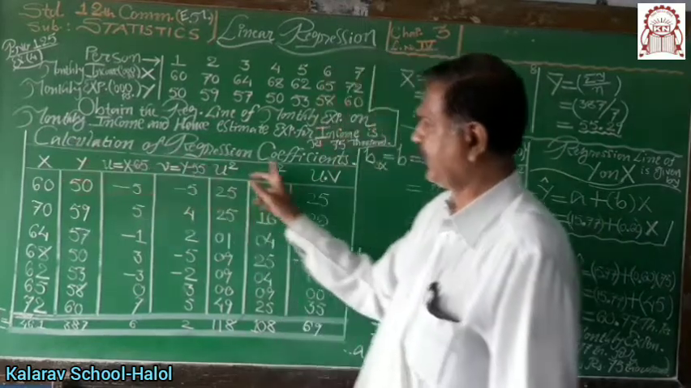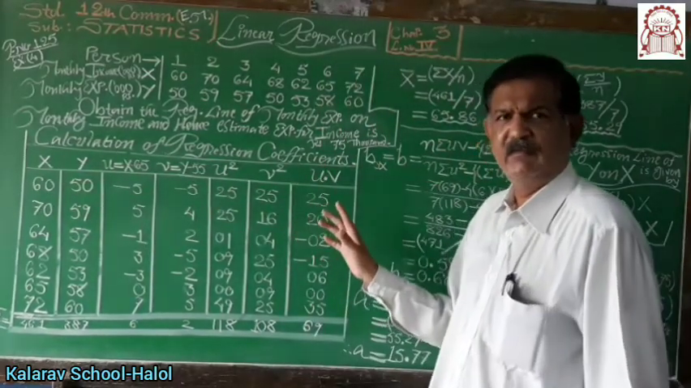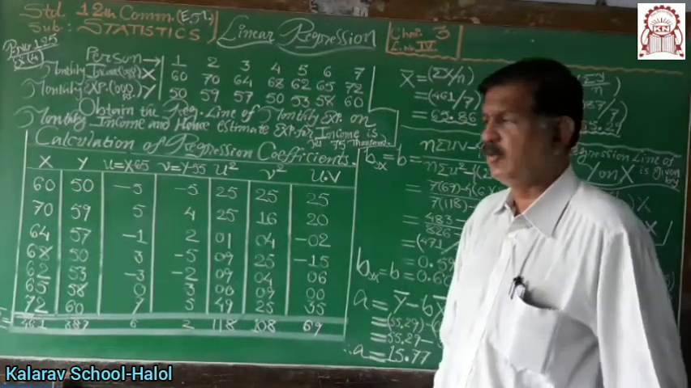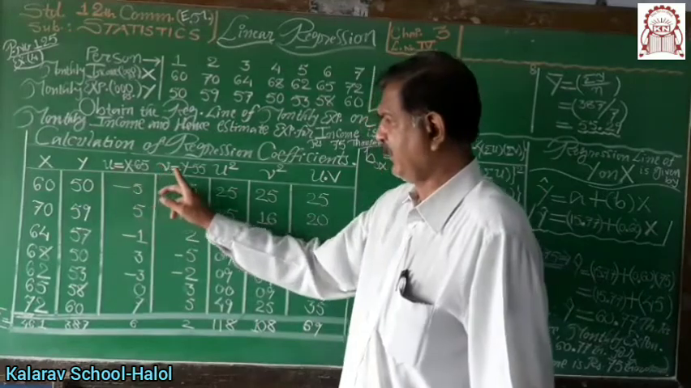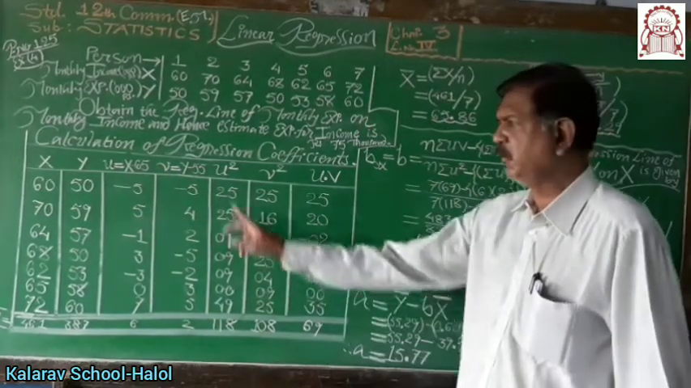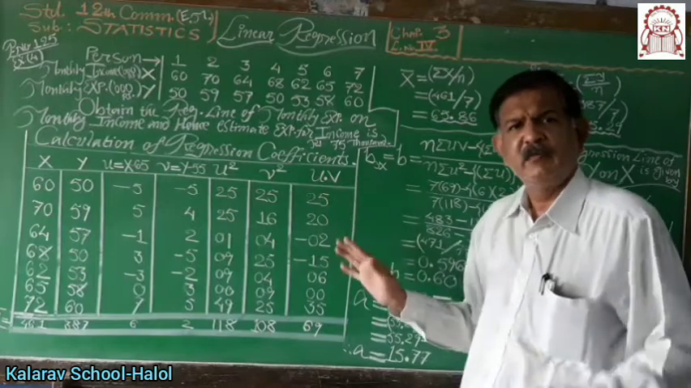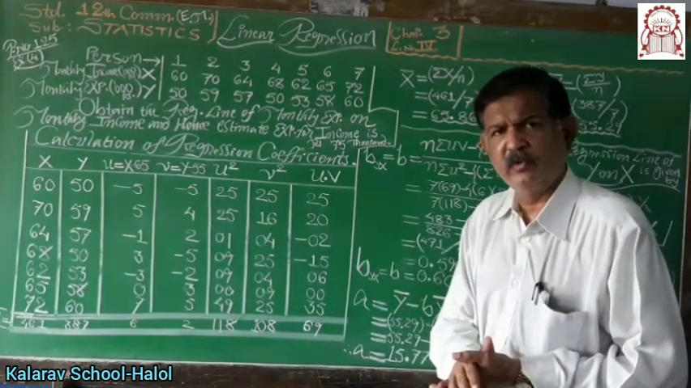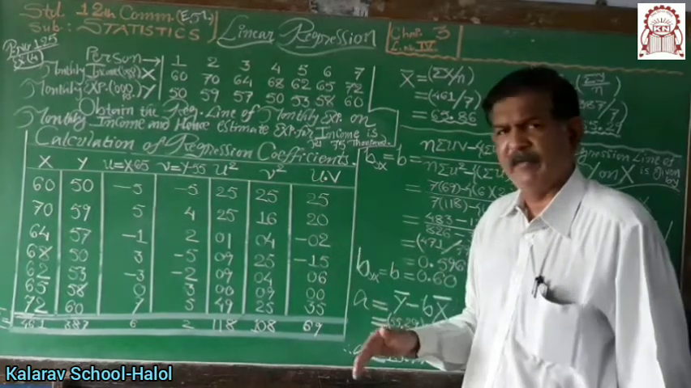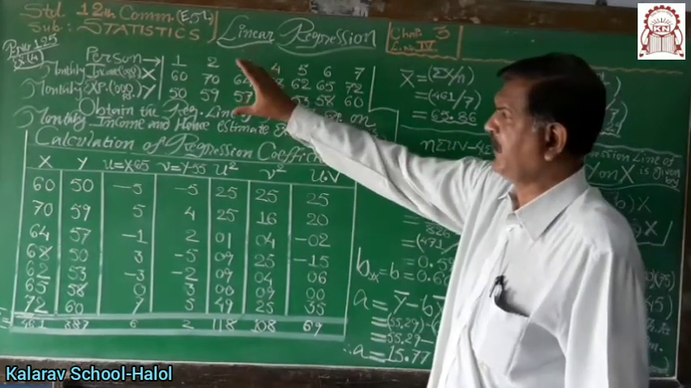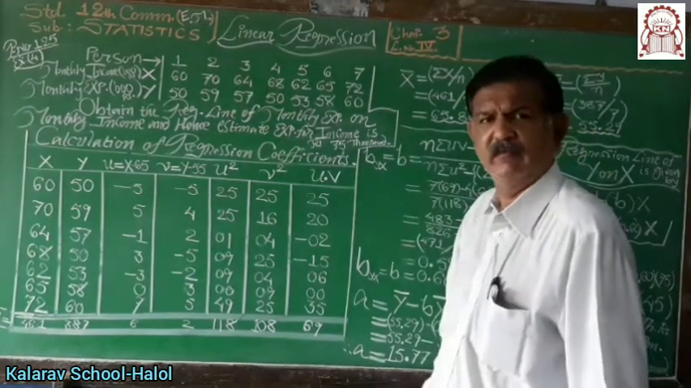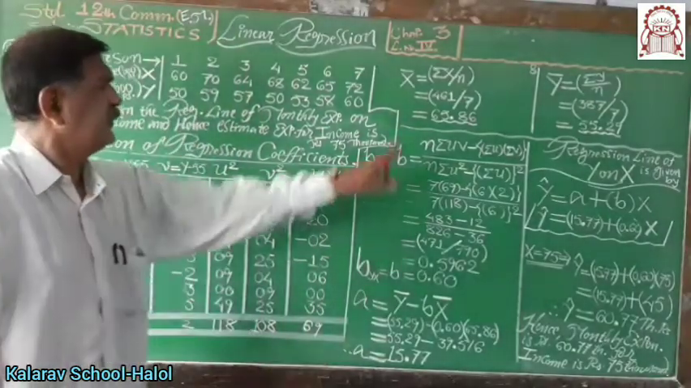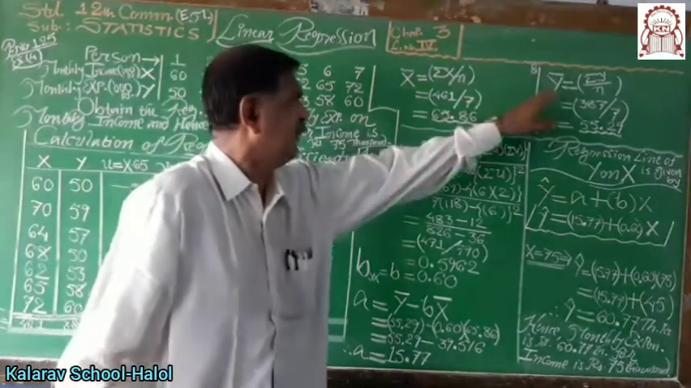Table: calculation of regression coefficients. In this table, x, y, then u, v, where u means x minus some value, v means y minus some value, then u square, v square and uv. The table is similar to the previous chapter, chapter number 2, linear correlation. In such an example, first of all compute x bar and y bar. How to calculate x bar and y bar?